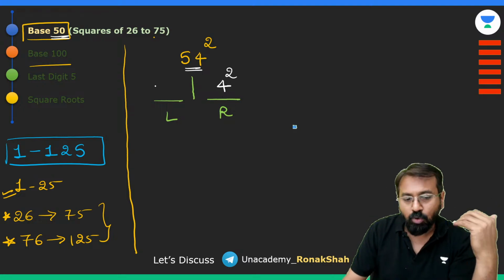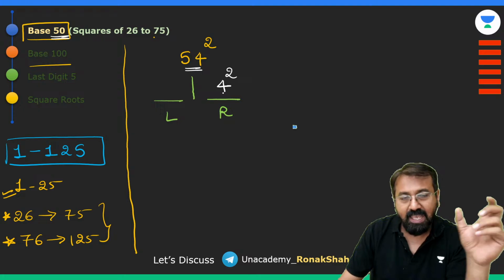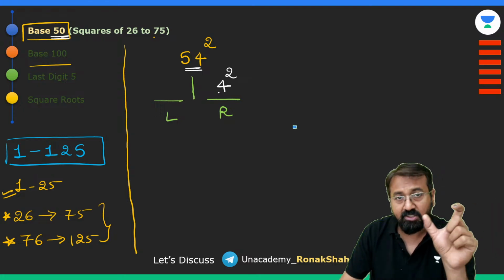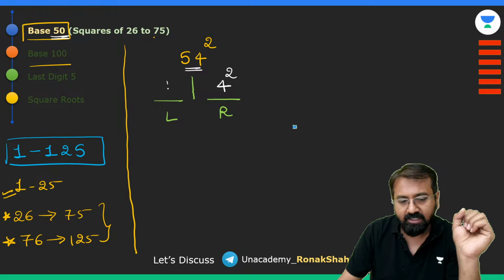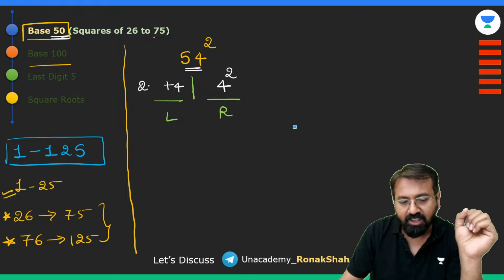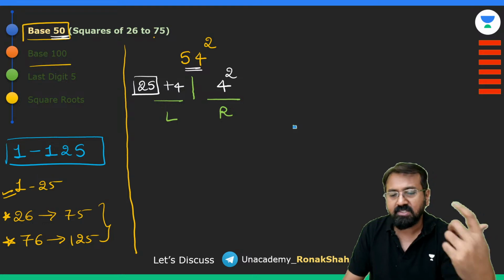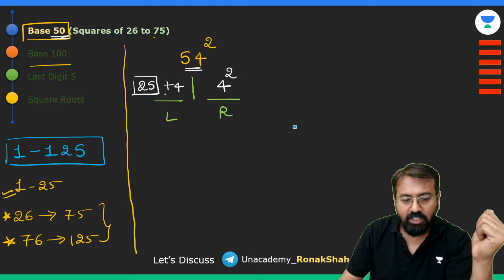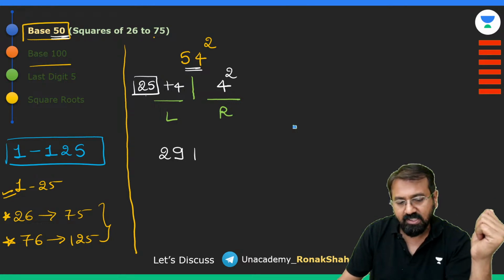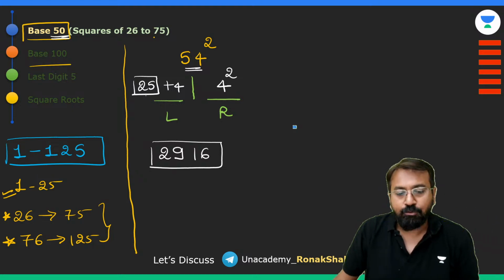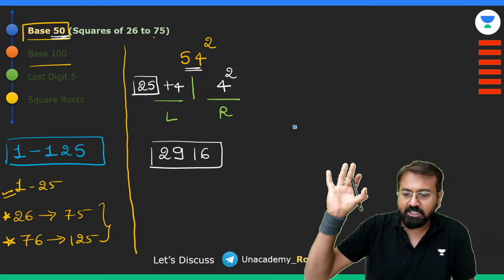In the left part, what we need to do is add this extra part, which we call the surplus. Here the surplus is 4. So we need to add this 4 to 25. Now 25 is something that you will have to remember. It's always 25. So the left part will be 25 plus 4, 29, and 4 square is 16. So this is the square of 54. Have you all understood this method? Quickly confirm in the chat box.